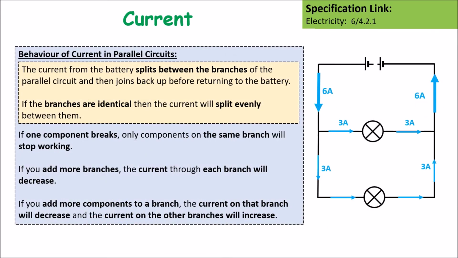In a parallel circuit, the current from the battery is split between the branches of the parallel circuit and then joins back up before returning to the battery. If the branches are identical, then the current is split evenly between them. If one component breaks, only the components on the same branch will stop working. If you add more branches, the current for each branch will decrease. If you add more components to a branch, the current on that one branch will decrease.